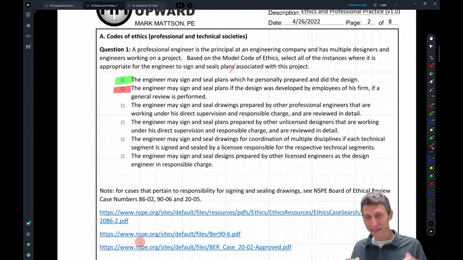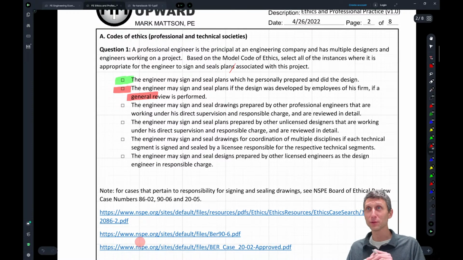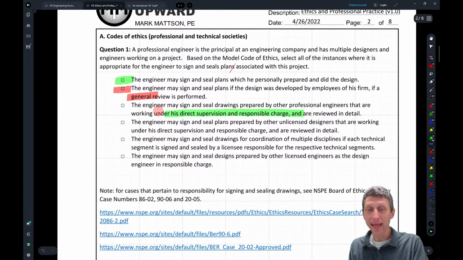work this out. But I'm going to say a general review here, especially, I'm going to highlight that the general review is not enough, right? But let's look at this next one. Okay, the engineer may sign and seal drawings prepared by other professional engineers that are working under direct supervision and responsible charge and are reviewed in detail, right?